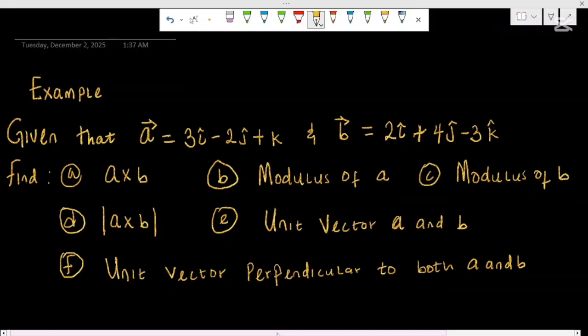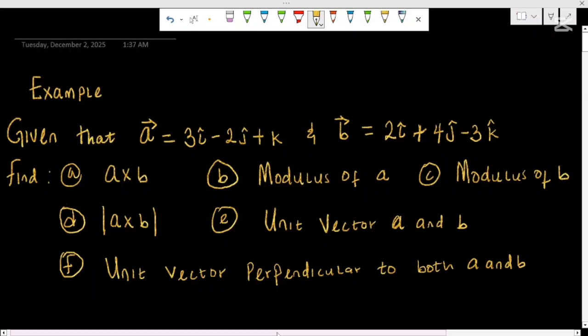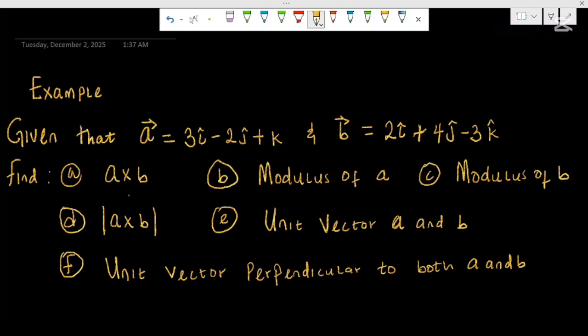So in this lesson, we are going to be taking one example and we will use it to recap everything we have learned during the first part of this course. Now, in this question, it says, given that a vector A is equal to 3i minus 2j plus k and vector B is equal to 2i plus 4j minus 3k. The first one is telling us to look for the cross product of A and B. In my previous video, I taught us the process of solving the cross product.